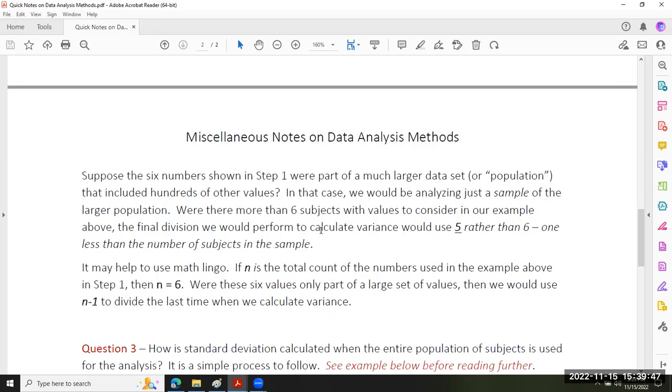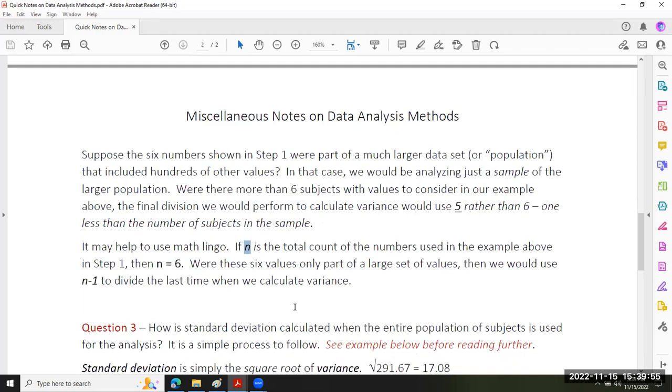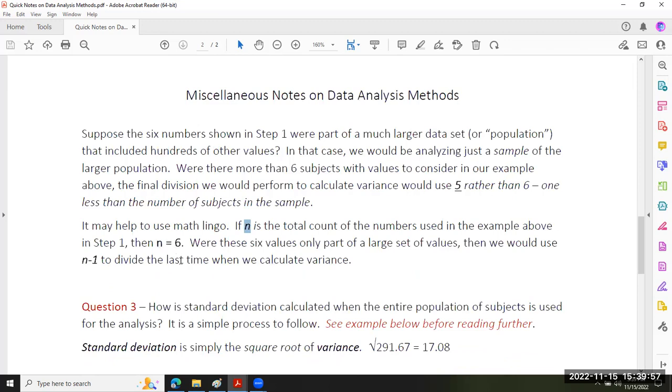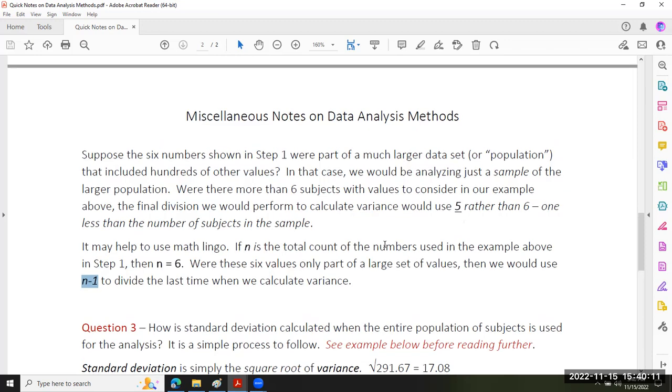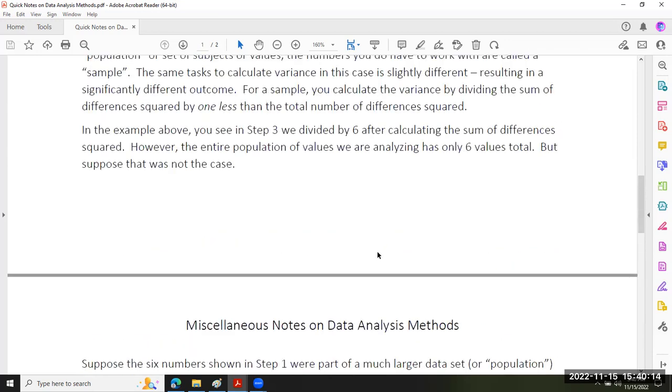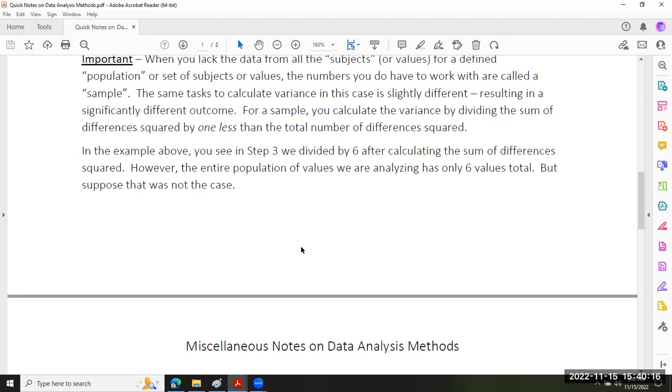Now you'll see a lot of formulas in math where they use n as a symbol, and then they tell you, if n equals 6, then you divide by n minus 1. So if using letters for any given scenario when you're calculating variance helps you understand that better, let's pretend that the number of values in a sample was 187 samples.